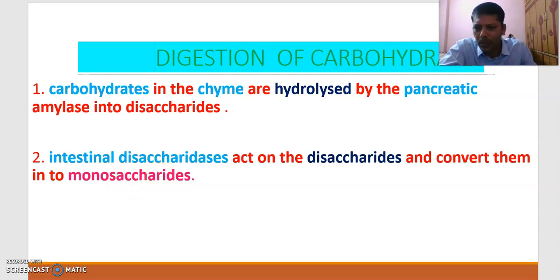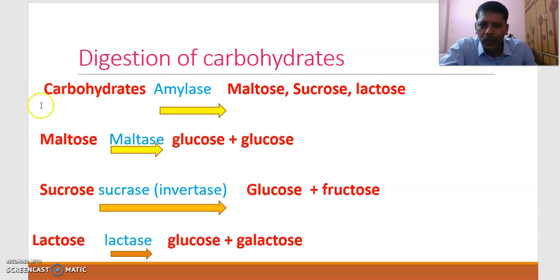We will see how in this equation. Look at this one. Carbohydrates are converted to maltose, sucrose, and lactose, which are the disaccharides. Don't confuse disaccharides with disaccharidases. Disaccharidases are the enzymes. These are the disaccharides, which are made up of two components. Carbohydrates are converted by this amylase, not salivary, but pancreatic amylase, into maltose, sucrose, and lactose.